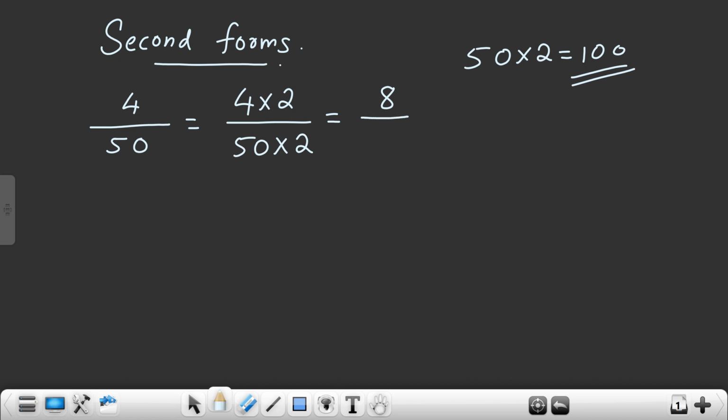Then this becomes 8 by 100. Now the denominator is a power of 10. So how can we convert? First write 8. In the denominator 2 zeros are here, so take two digits from the right side. So 0.08.